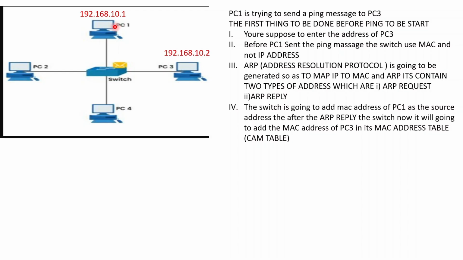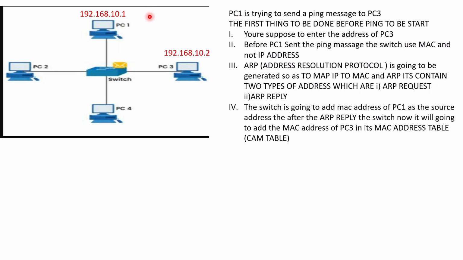Now, where is this PC going to look for this MAC address? It is going to look for that MAC address in its ARP cache. So if its ARP cache does not have the MAC address of this desktop number 3, then this PC number 1 will go and generate the ARP message.